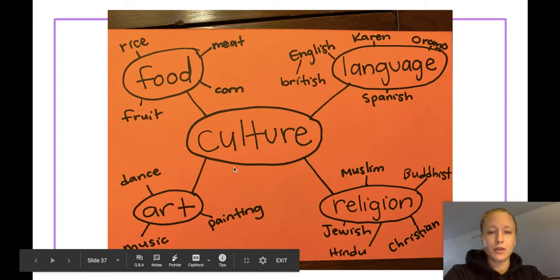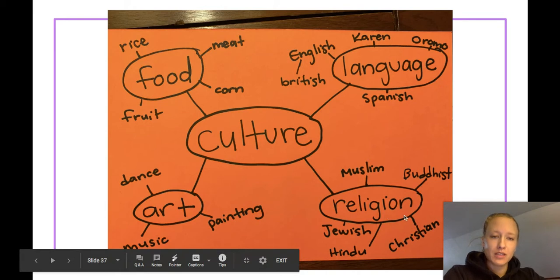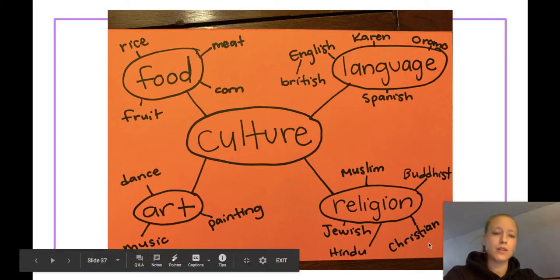Art is also a part of culture. Dancing, music, painting, all are a part of art, which is a part of culture. Religion is also a part of culture. Is the culture Muslim, Buddhist, Christian, Hindu, Jewish? And there are many more examples, but all of these are a part of culture.